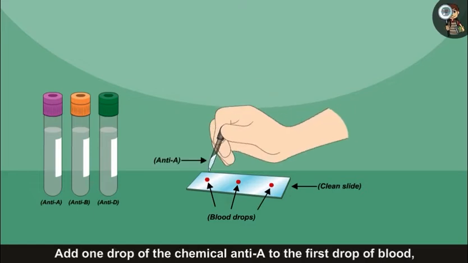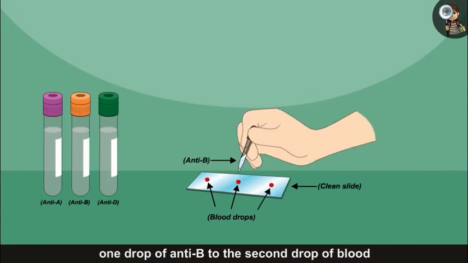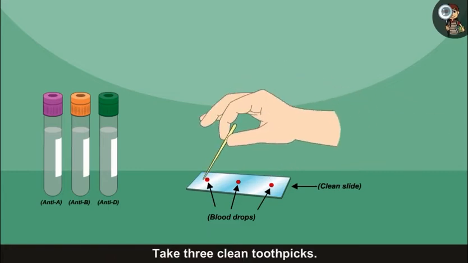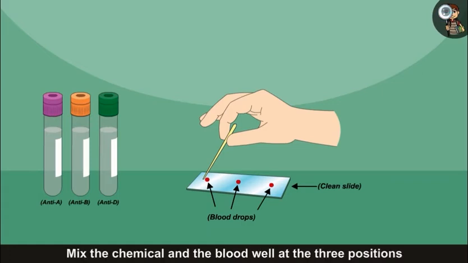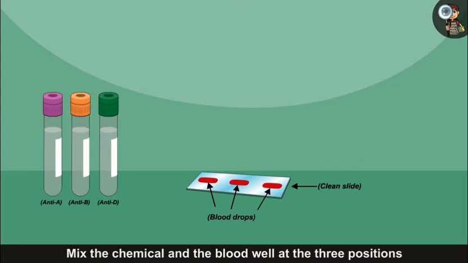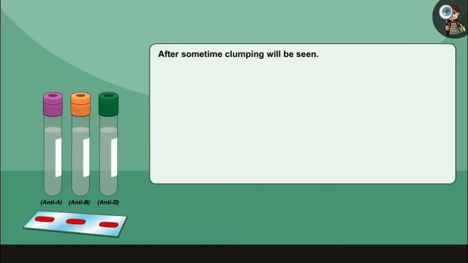Add 1 drop of the chemical anti-A to the first drop of blood, 1 drop of anti-B to the second drop of blood, and 1 drop of anti-D to the third drop. Take 3 clean toothpicks. Mix the chemical and the blood well at the 3 positions, each with a toothpick. Observe the blood drops carefully. After some time, clumping will be seen.